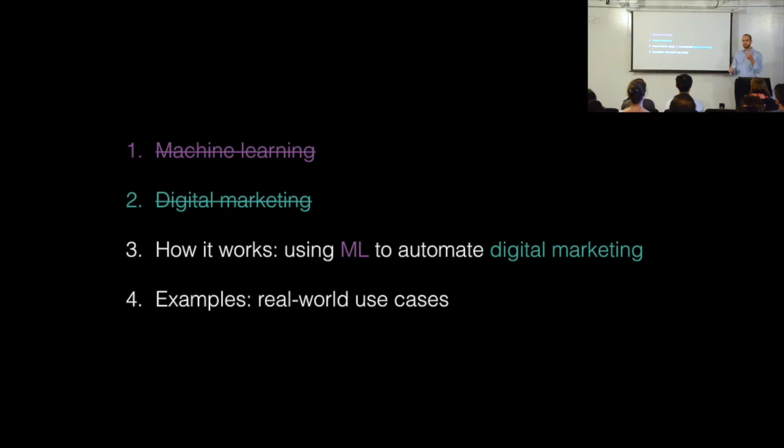Okay. Machine learning, in a nutshell, we're good. Digital marketing, in an umbrella, we're good. Right? So how does it actually work? How do we use machine learning to automate digital marketing?